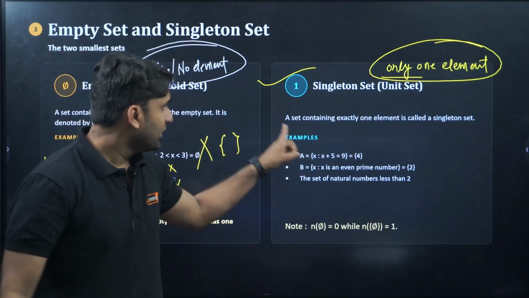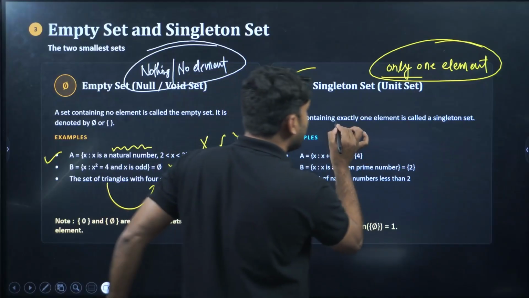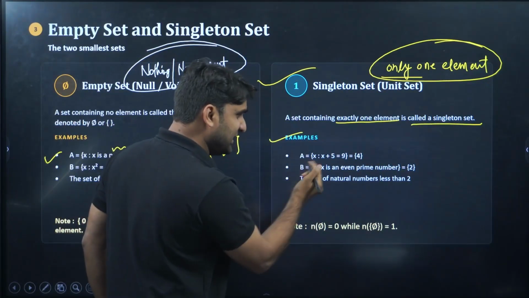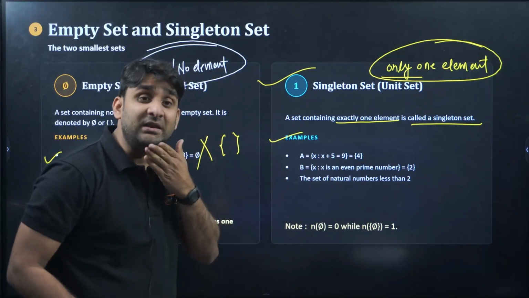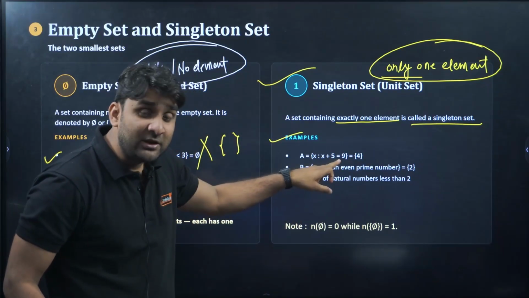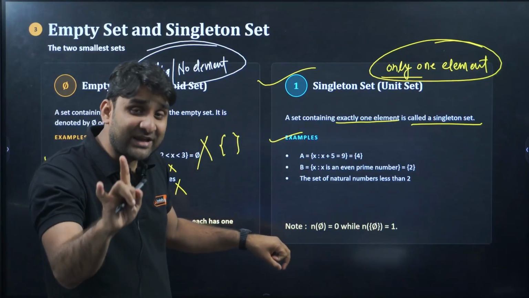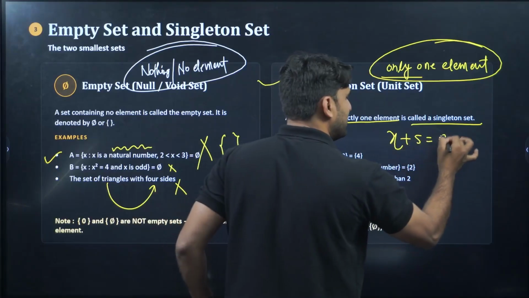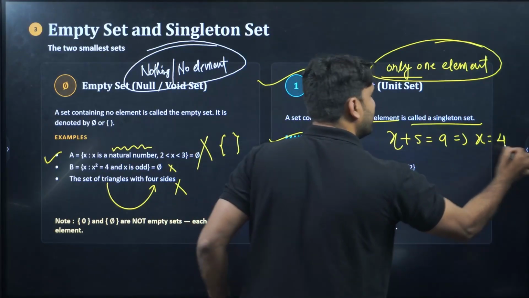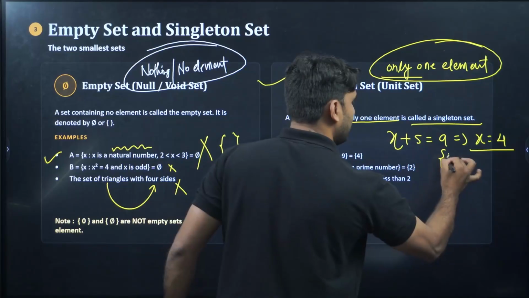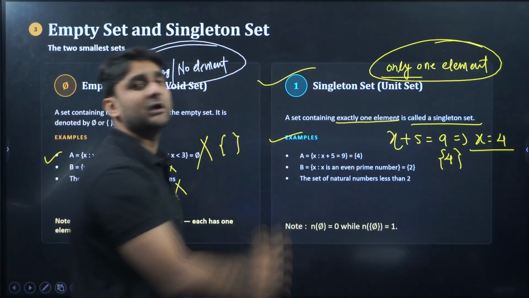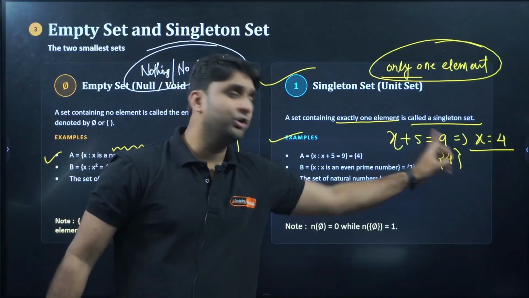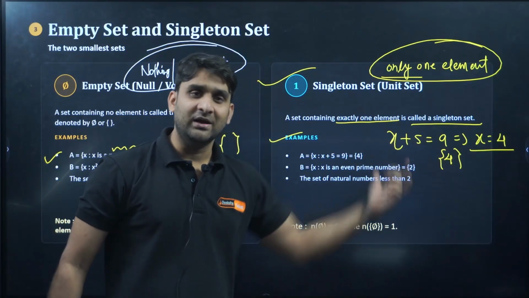Let's look. A set containing exactly one element is called a singleton set. For example, A is the set of X such that X plus 5 is 9. So if X plus 5 is 9, there is only one possibility: X can be 4. The set will have only one element, which is 4. That means a singleton set. For this equation, only 4 will satisfy. So the only solution is 4, and a single element means a singleton set.